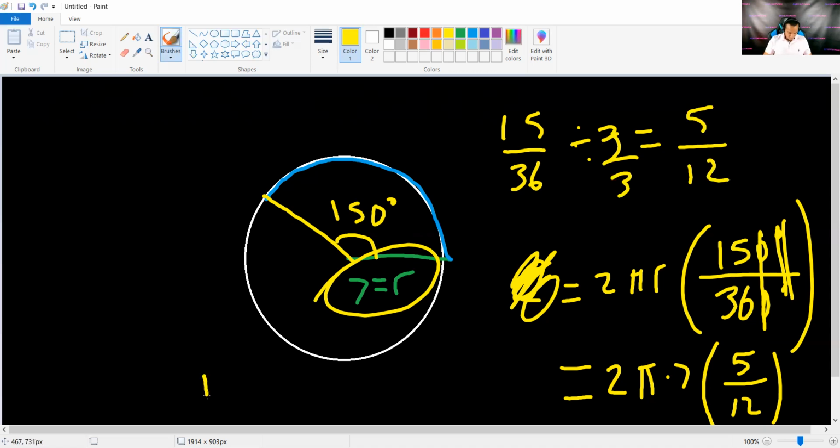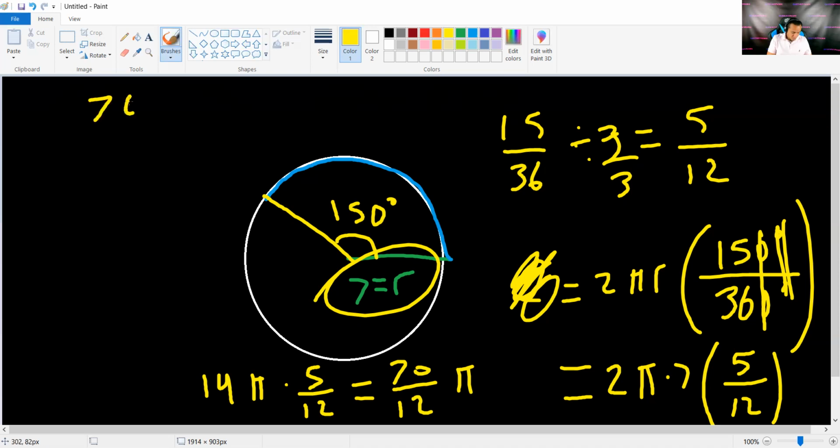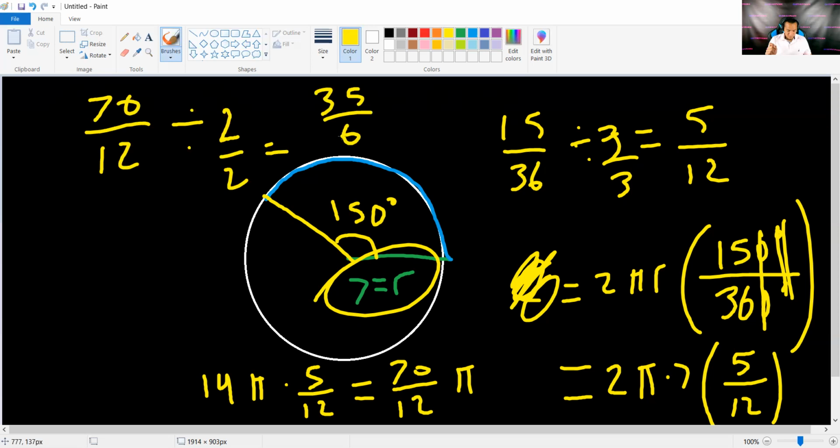That's going to give you 14 pi times 5 over 12, which is going to be 70 over 12 times pi. Simplify the fraction. What number goes into 70? What number goes into 12? Well, I know that 2 does, and we can start there. 70 divided by 12, divided by 2 on both sides. That gives you 35 over 6. And that's the simplest you got. So you get 35 pi over 6.